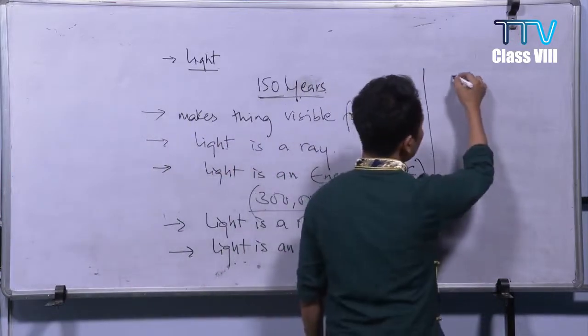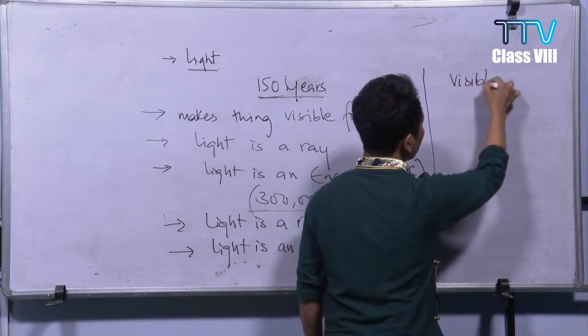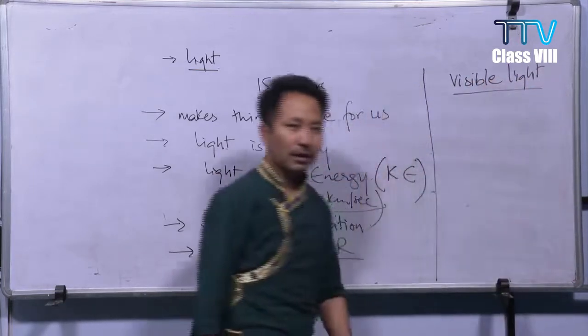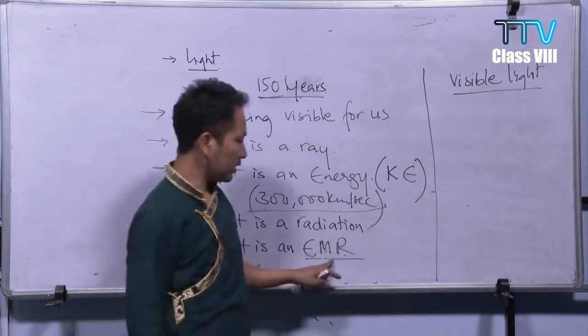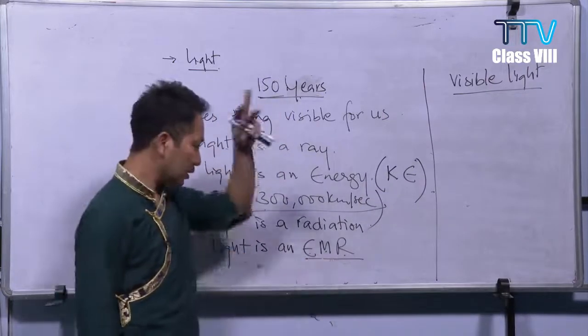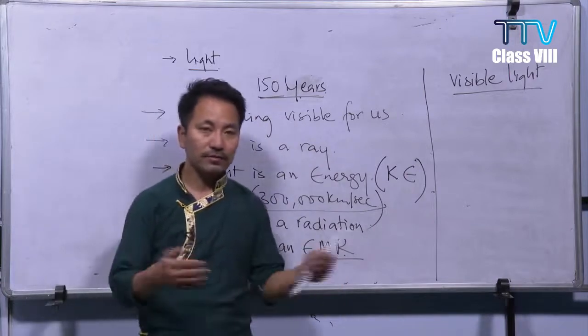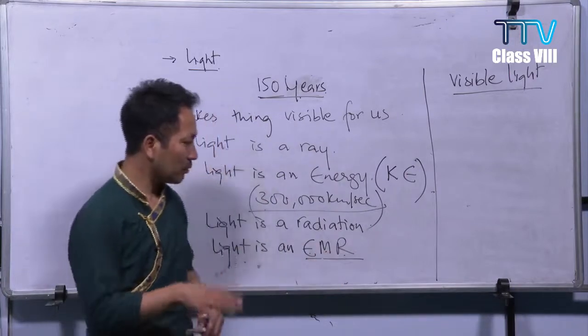We are primarily talking about visible light. We are focusing ourselves on visible light, the electromagnetic radiation. Now there are different kinds of electromagnetic radiation.